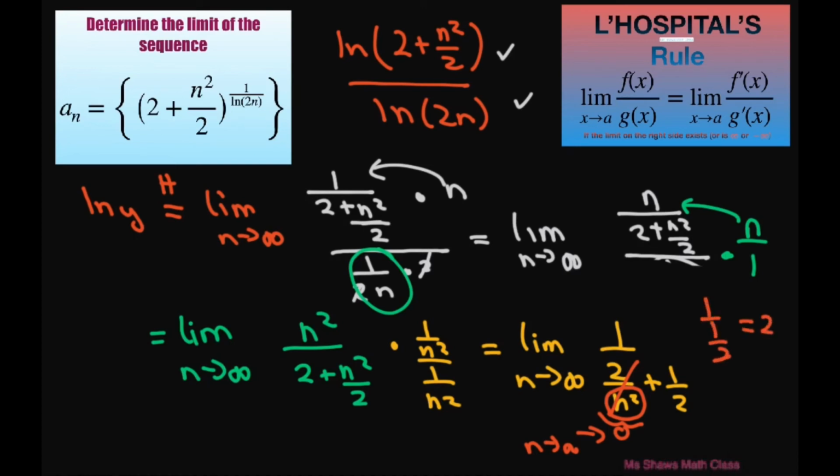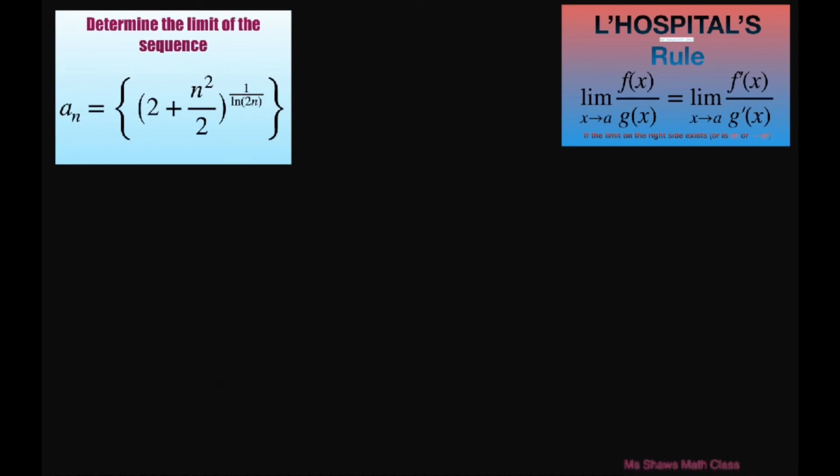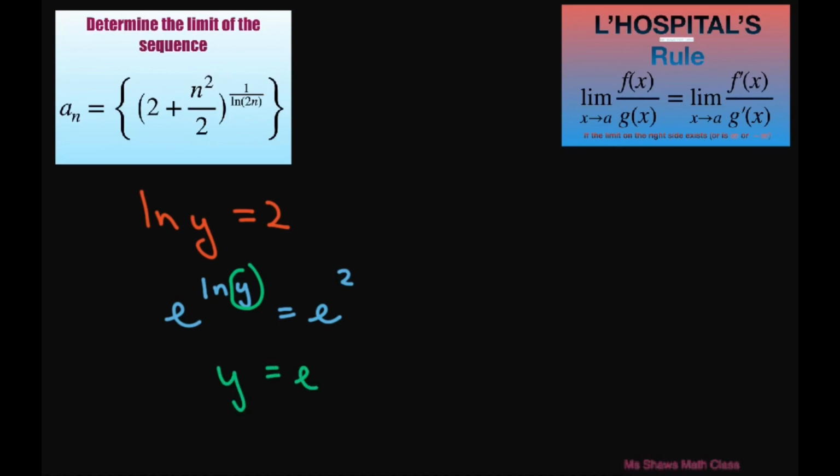Okay, and now we've got to remember that this was ln of y. So we have ln of y equals 2. Therefore, we can write e to the power of ln of y equals e to the power of 2, because this equals y. So we have y equals e squared. So for our limit of this, we get y equals e squared, and that is your limit.